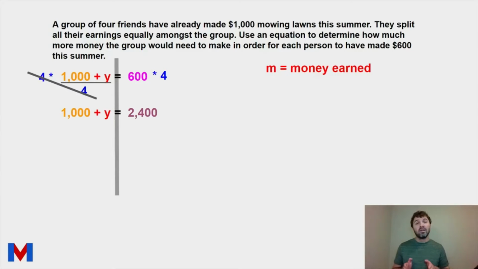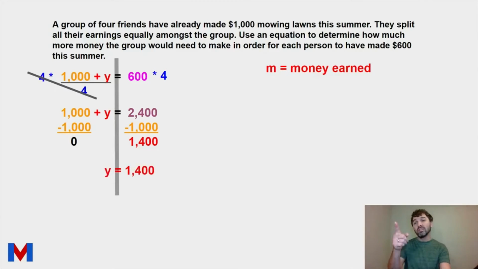All right. Now we're at the final stage of getting that y by itself. It means we need to get rid of that 1,000. So we do the opposite of plus 1,000, which is subtract 1,000. And again, whatever we do to one side, exact same thing to the other side. So 1,000 minus 1,000 is 0. 2,400 minus 1,000 is 1,400. So we're left with positive y. And I know it's positive y because it was plus y up above. So positive y equals 1,400.